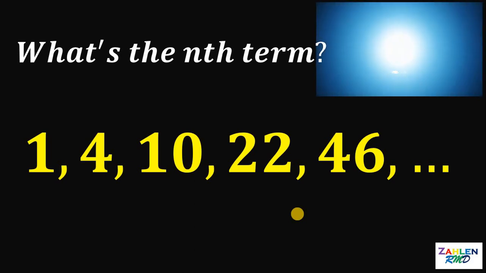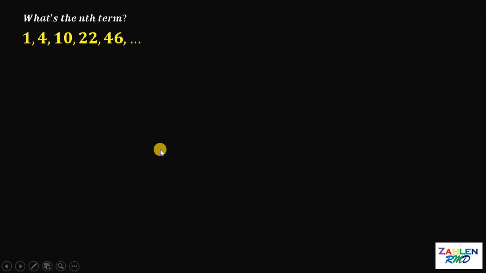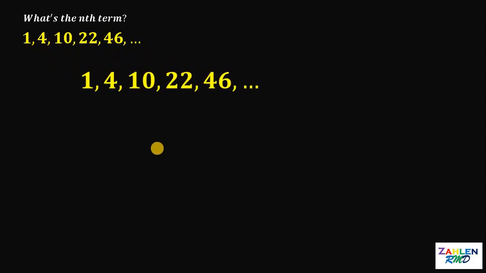Time's up. Now, let's answer this question together. To find the nth term of the sequence, we're going to do the same thing, just find a pattern. First, let's check if there's a common difference. We did this last time, so just continue. 22 minus 10 will give us 12. 46 minus 22 will give us 24, and so on and so forth.